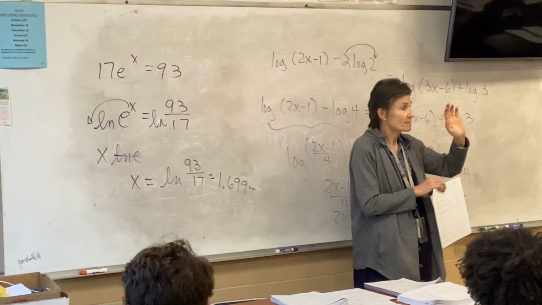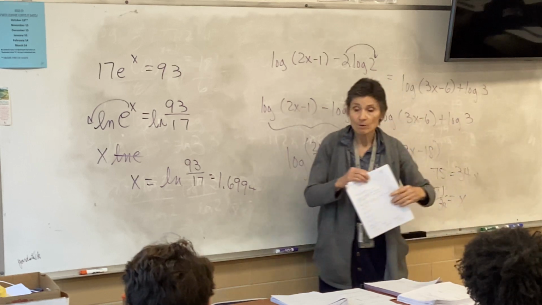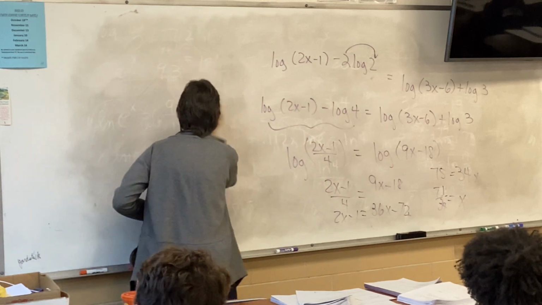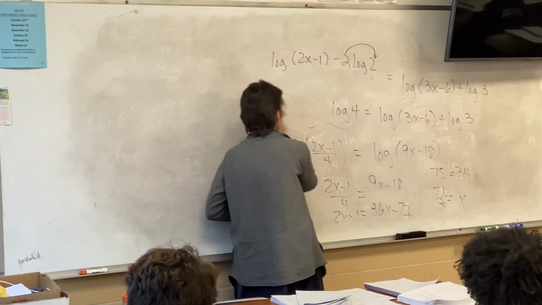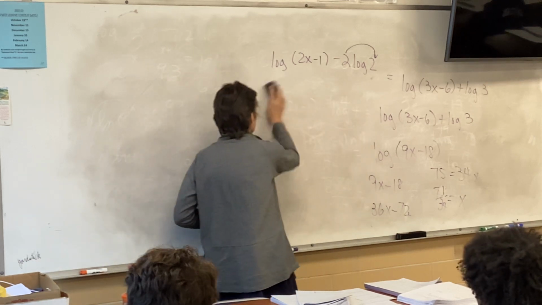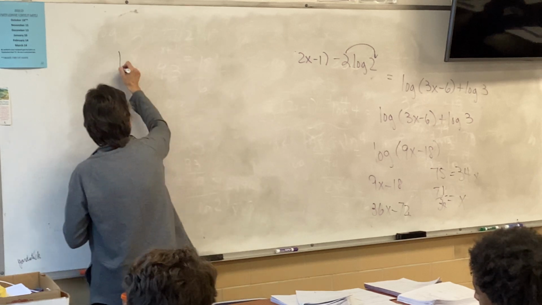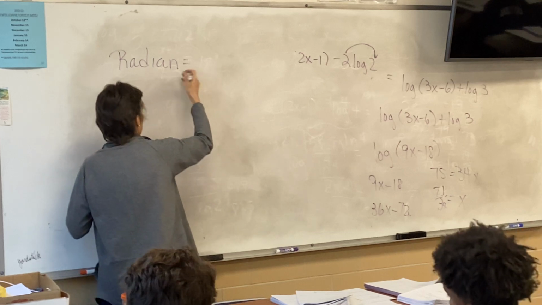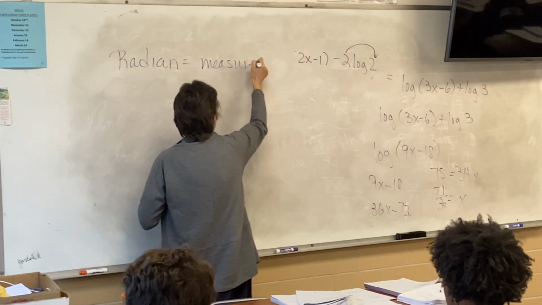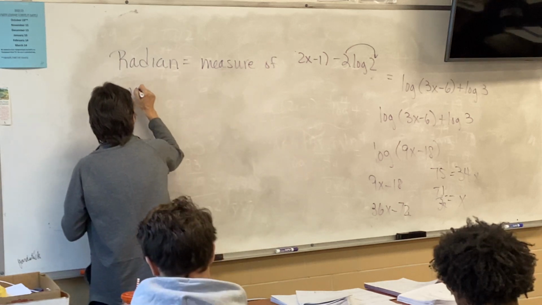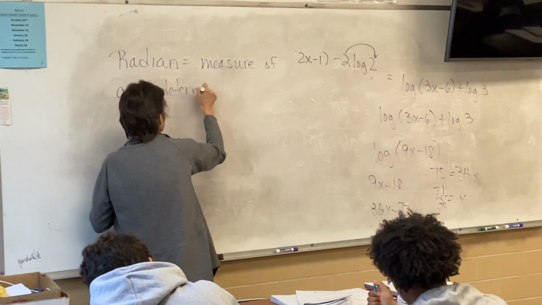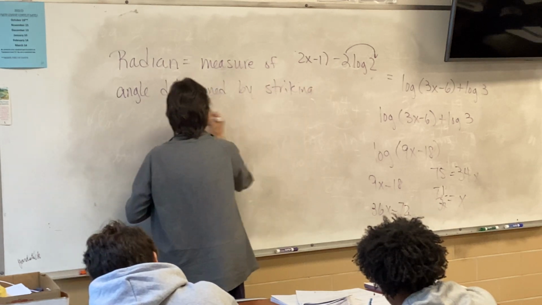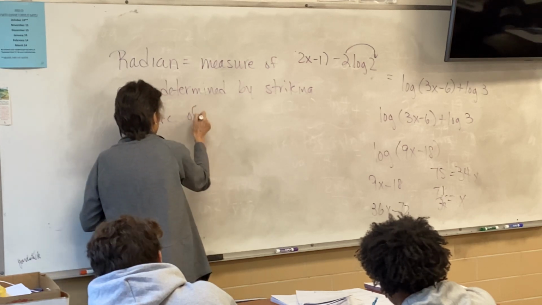A radian, on the other hand, which is the measure of angles that we use in calculus class, is mathematically based. A radian is the measure of the angle determined by striking an arc of radius length. So a radian, the word itself is based on radius. A radian is the measure of the angle determined by striking an arc of radius length.